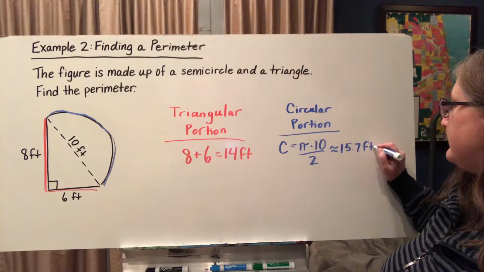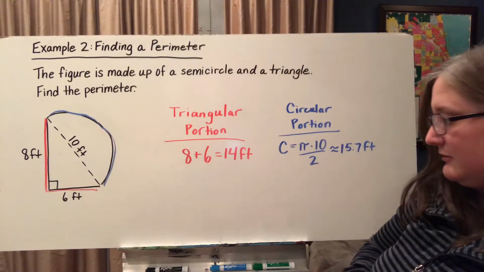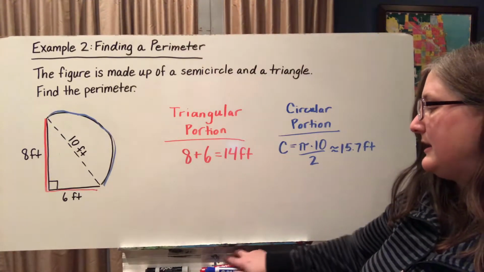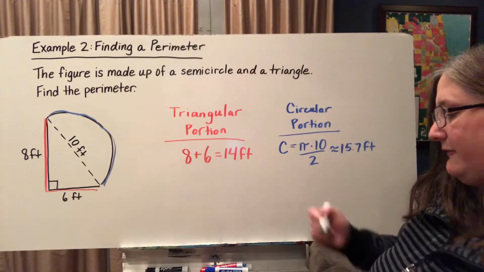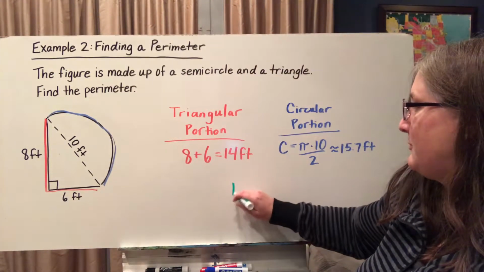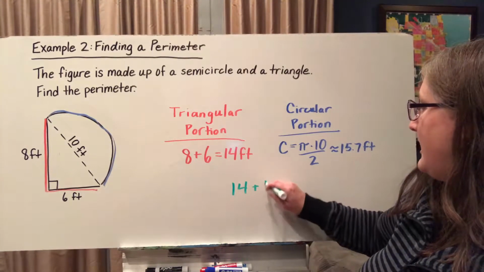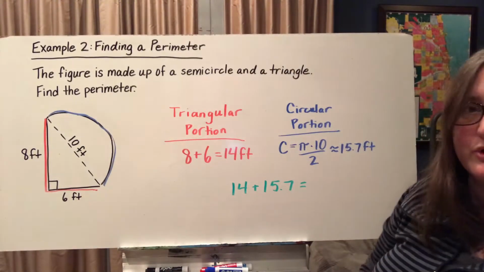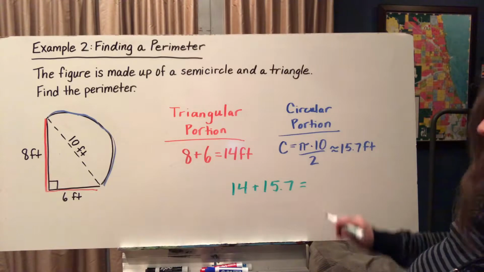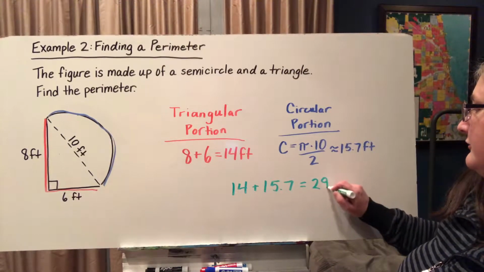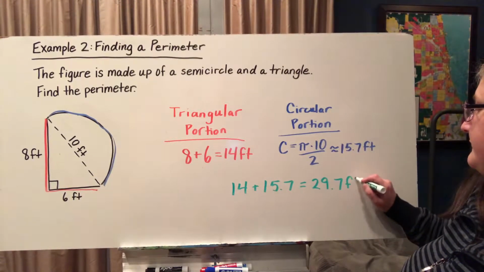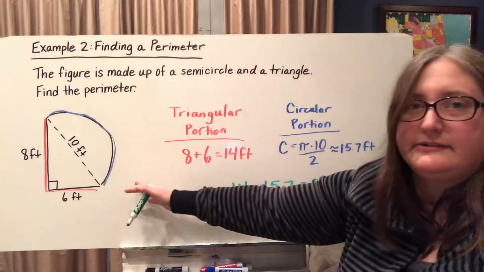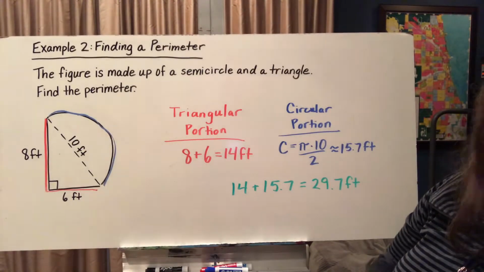So that's going to be worth roughly, and I'm going to round it to the nearest tenth, approximately 15.7 feet. So to get my total perimeter, what I now need to do is take the 14 feet from my triangular portion and the 15.7 from my circular portion and add those guys together to get a grand total of 29.7 feet for this composite figure's perimeter.